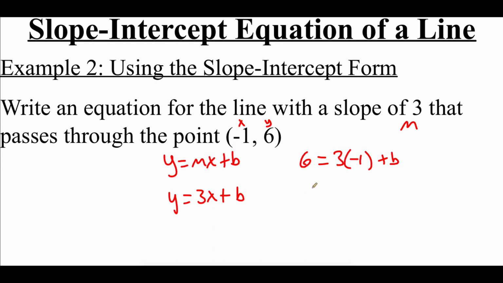If we take 3 times -1, we're going to get -3. So we got 6 = -3 + b. To solve to get b all by itself with this -3 in there, I'm going to have to add 3 to both sides. So we get 9 as our b value. So now we can go back over here and plug in that 9 for our b value. So we get the equation y = 3x + 9.